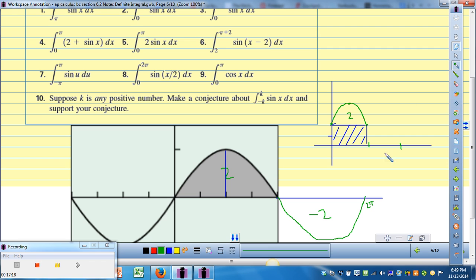And to get that area, this is pi, and we have moved up 2. So the area of the blue rectangle would be 2 pi. So the total area for this definite integral number 4 would be 2 plus 2 pi.